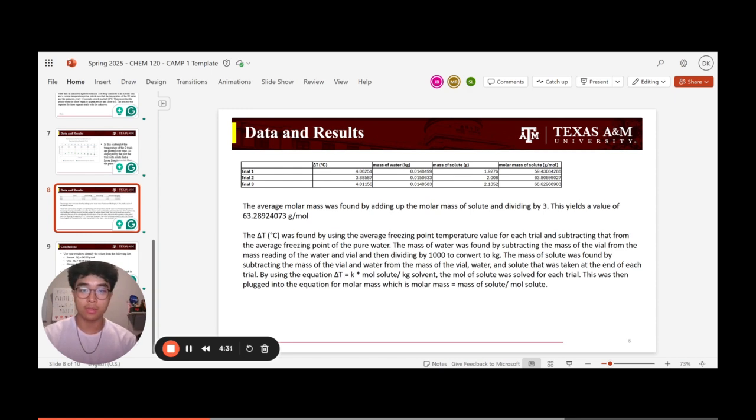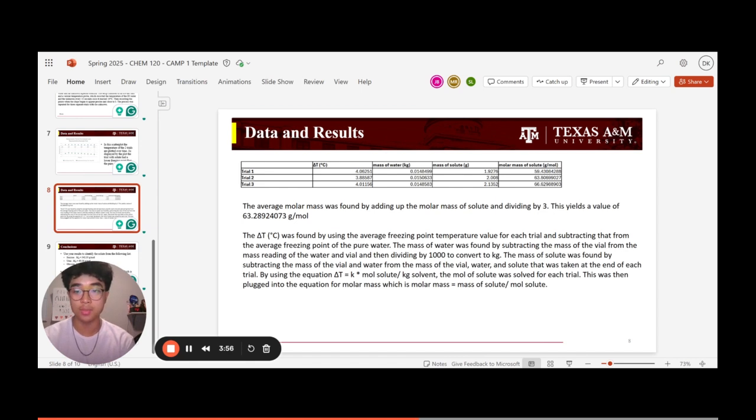Next, we observe a table for the 3 trials, including the change in the freezing point in degrees Celsius, mass of the water in kilograms, mass of solute in grams, and the molar mass of solute in grams per mole. The average molar mass was found by adding up the molar mass of the solute in the different trials and dividing by 3, which yields a value of 63.28924073 grams per mole.